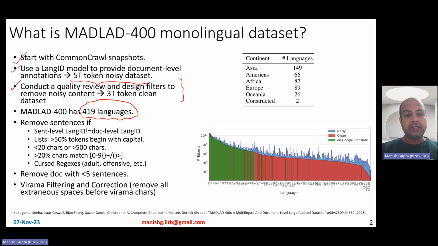The kinds of cleanups they do are mentioned here. They remove sentences if the language identification for the sentence is not the same as the language identification for the document. They also remove sentences which look like lists, that is, more than 50% of tokens begin with a capital letter. They also remove sentences which are too short, less than 20 characters, or too long, greater than 500 characters. They remove sentences where more than 20% of characters are non-alphabetic. And then they also remove sentences with cursed regexes, like adult or offensive terms and phrases and so on. Finally, they remove those documents which have less than 5 sentences.